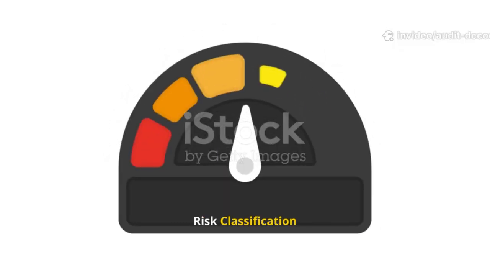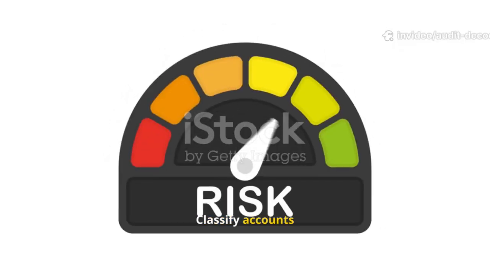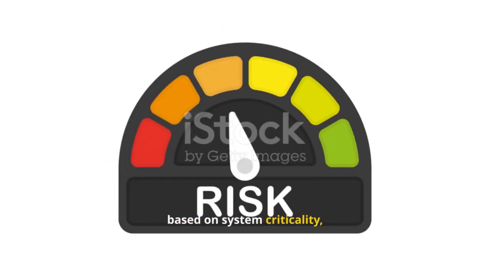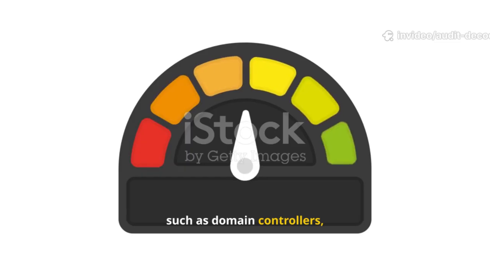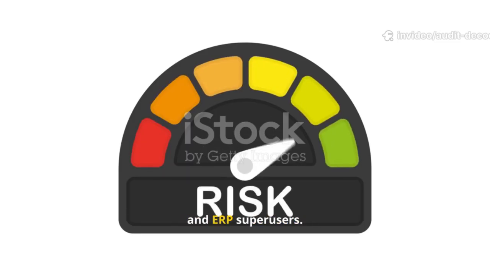2. Risk classification. Classify accounts based on system criticality, access type, and exposure. Prioritize high-impact targets such as domain controllers, production databases, and ERP superusers.